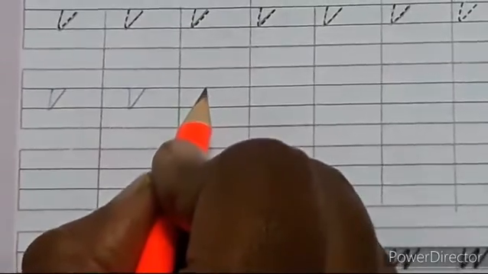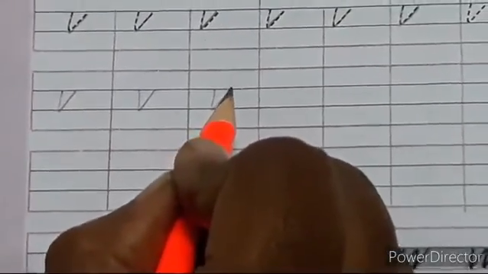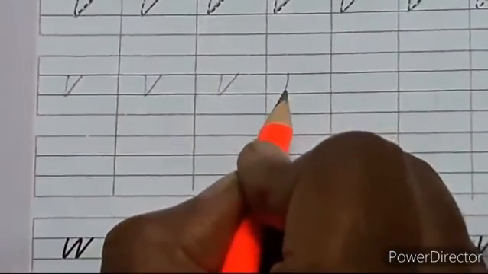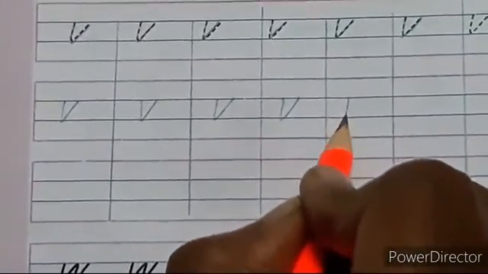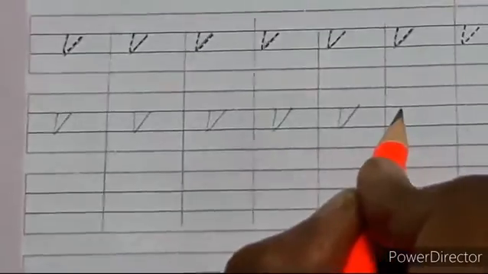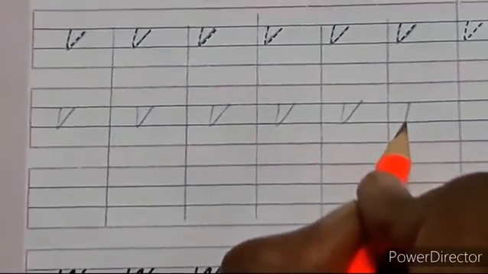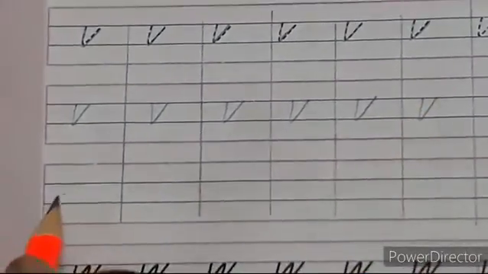See, look at me. There must be a bend like this. See, don't make the V short, somewhat bend. It should be slightly bent. See, look at me. Likewise, you have to do this, children. See, look at me. Again, one more time I am writing, children. Look at me and write.